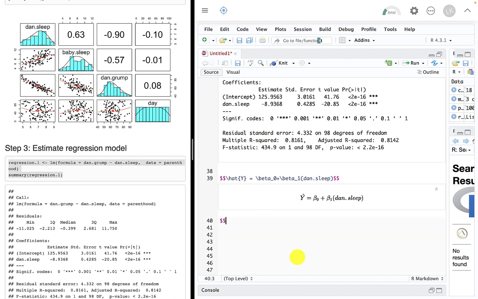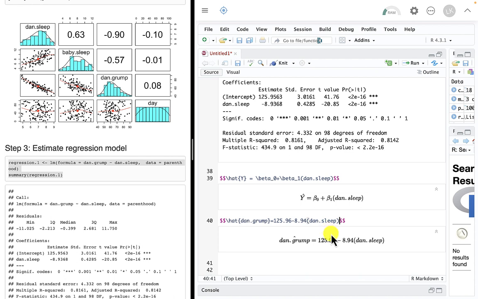So this regression makes a formula. All right. It becomes an equation. And so I want to type this out for you real quick. We'll put the hat over that and we'll call it Dan dot grump. Okay, that's my y hat equals my beta is 125.96. All right, now minus because beta 1 is negative, right? So plus a negative is minus a positive. So we're going to do minus 8.94 times Dan dot sleep.